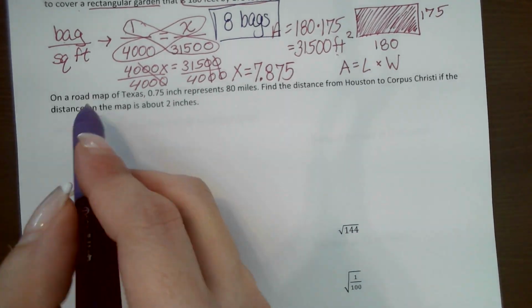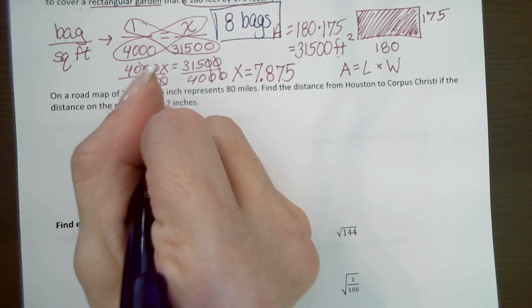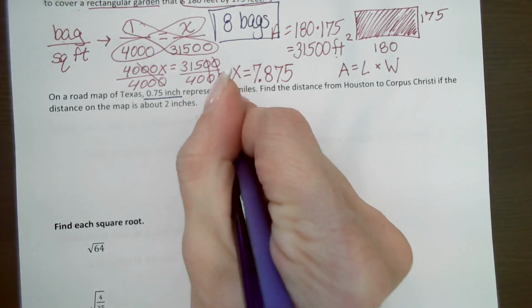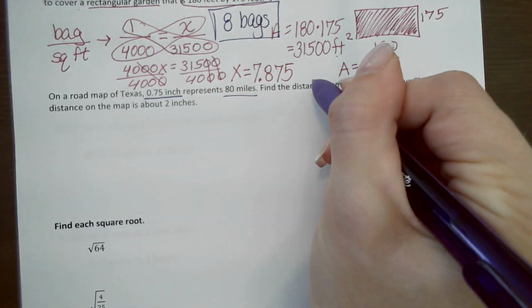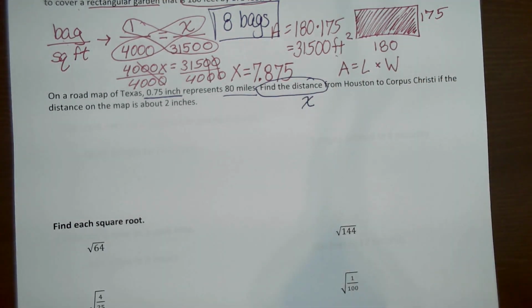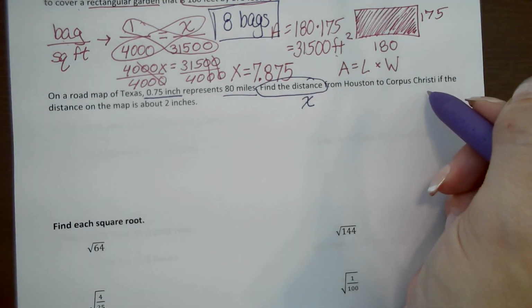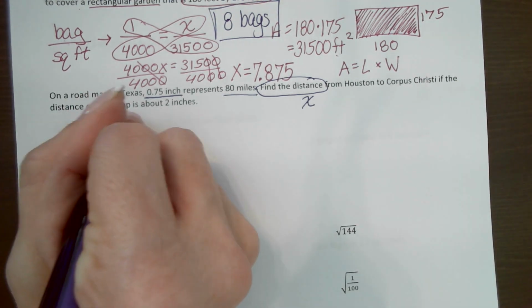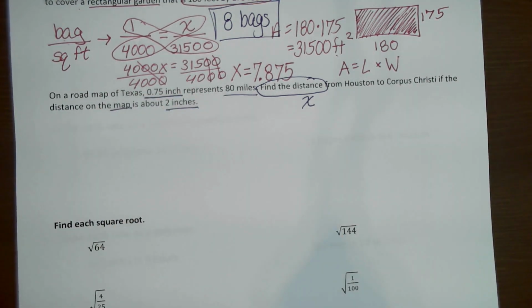All right, now on a road map of Texas, 75 hundredths of an inch represents 80 miles. Find the distance, so that's what I'm going to be trying to find. X will represent distance from Houston to Corpus Christi if the distance on the map is about 2 inches. So let's set up our ratio.